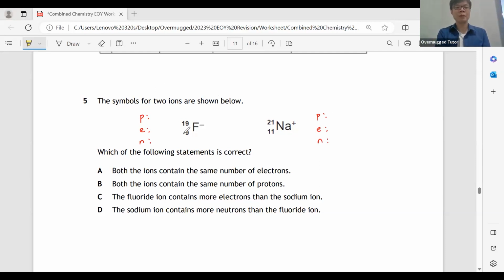I'll go through one example maybe. Proton number 9. What does minus mean? Minus means gain 1 electron, so 10. Number of neutrons, mass minus number of protons, 10. Okay, then you'll try the other side. What does the plus mean?